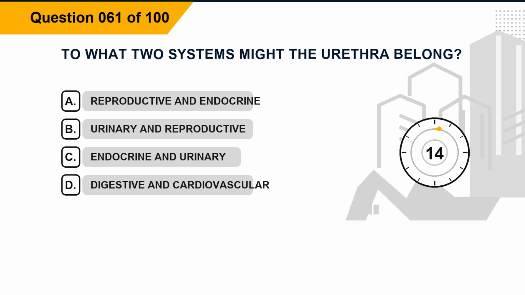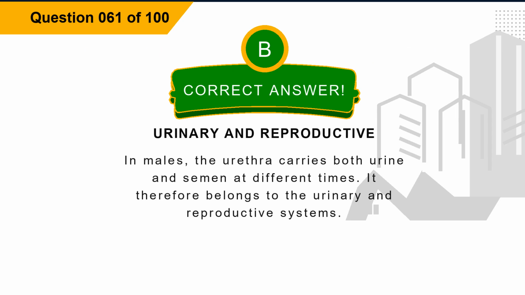Question 61. To what two systems might the urethra belong? Option A, reproductive and endocrine. Option B, urinary and reproductive. Option C, endocrine and urinary. Option D, digestive and cardiovascular. The correct answer is option B, urinary and reproductive. Explanation. In males, the urethra carries both urine and semen at different times. It therefore belongs to the urinary and reproductive systems.